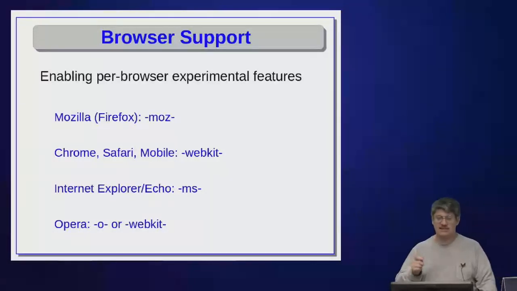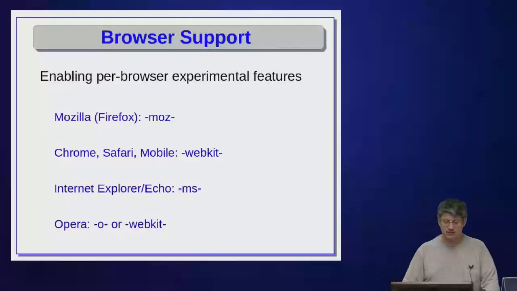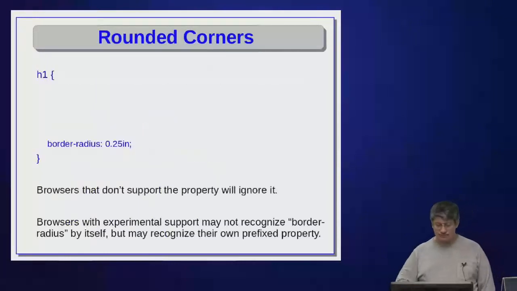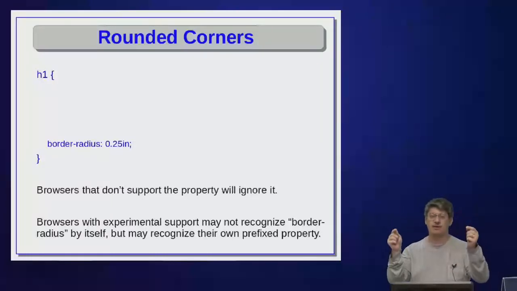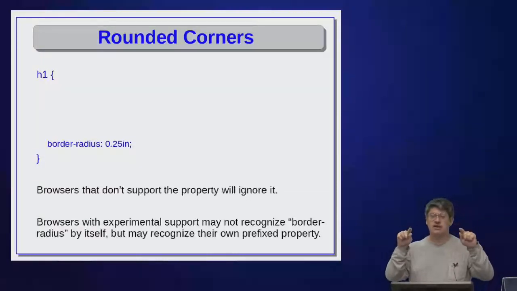And Opera is -o-, except that I think recent versions of Opera now use WebKit, so it's -webkit- for more recent versions of Opera. But what you can do is, if you have an experimental feature, you can put in a rule with one of these prefixes, and that'll turn it on, even though it's not really ready for prime time yet. So for example, suppose that I want to have a rule that uses the border radius property. The border radius property allows us to take a rectangle and give it rounded corners, basically. And so we can say, okay, give the corners of this rectangle a quarter-inch radius.